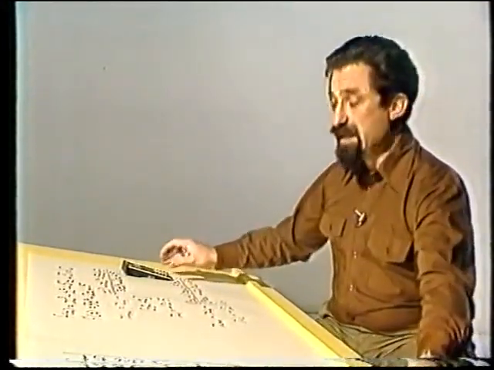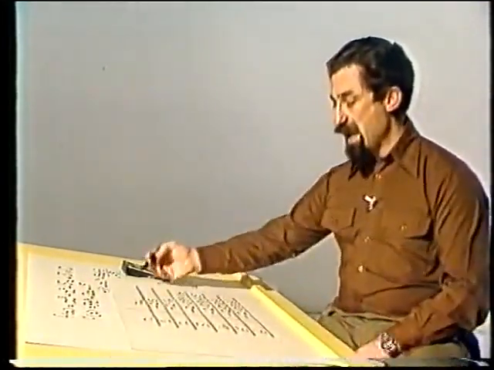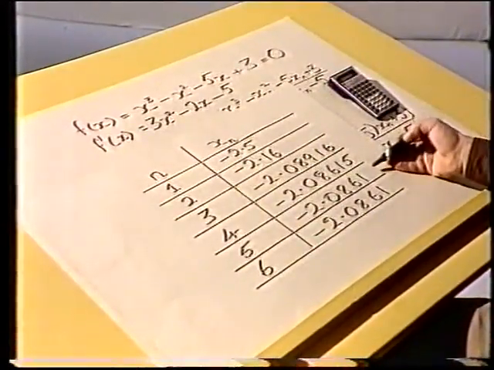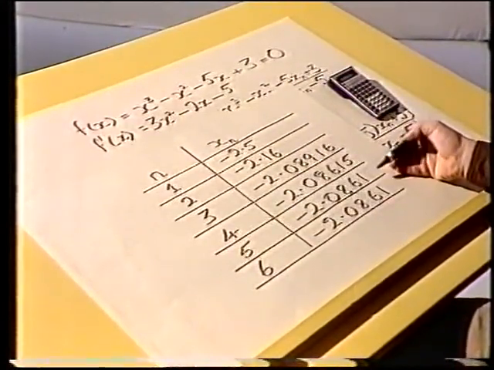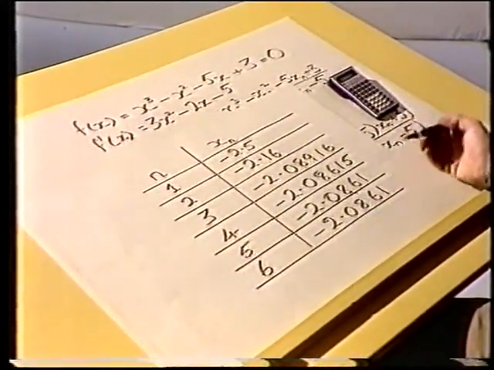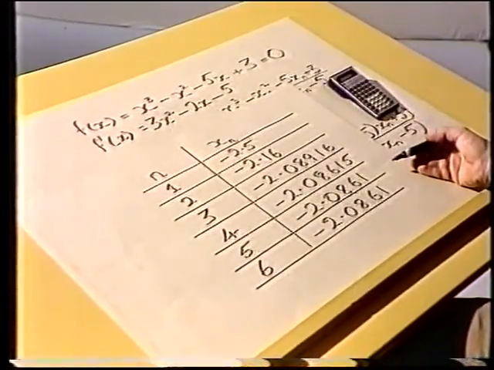Now, if I repeat that, what I get are these values. And you see it converges quite quickly to a solution of minus 2.0861 to 4 decimal places. And I could find the other two solutions using exactly the same formula and appropriate starting values.